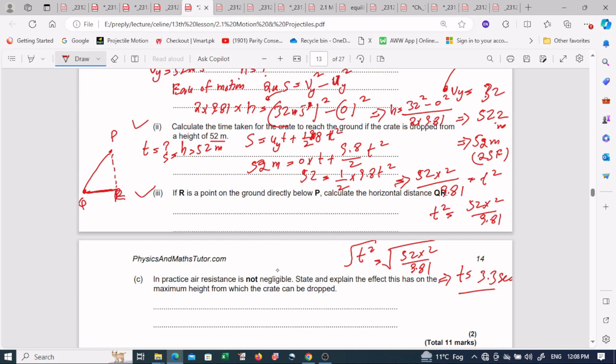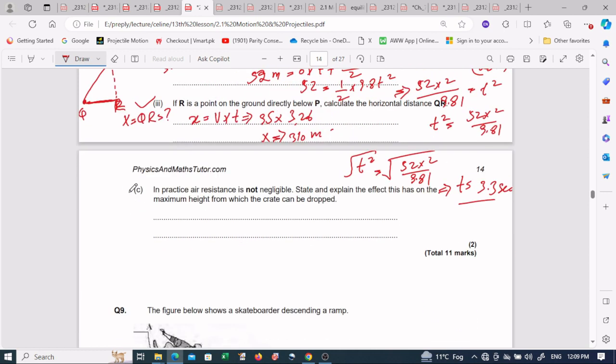So in order to find the horizontal distance, x equals QR equals what? We use the equation of motion again, x equals velocity v into time. We know that velocity is 95, so 95 into time 3.26. We multiply this and we get 310 meters. So x equals velocity into time, velocity 95 multiplied by 3.26.